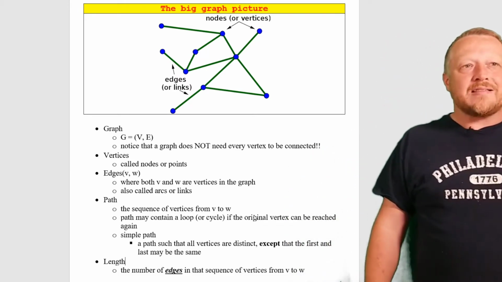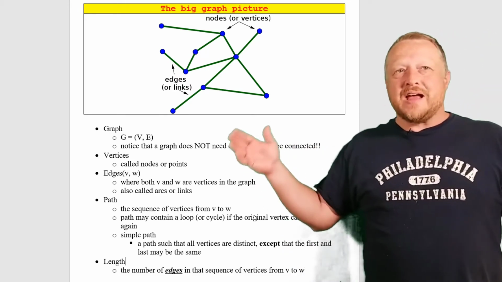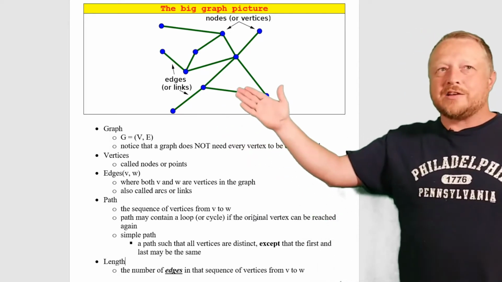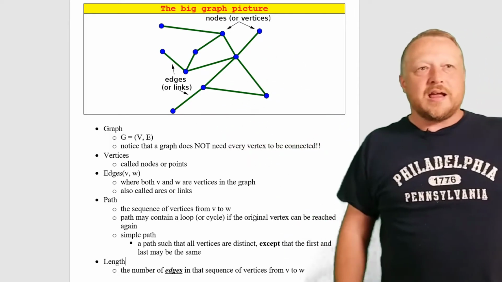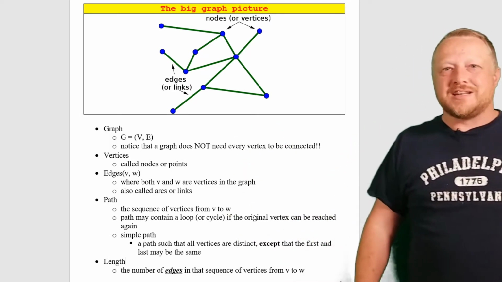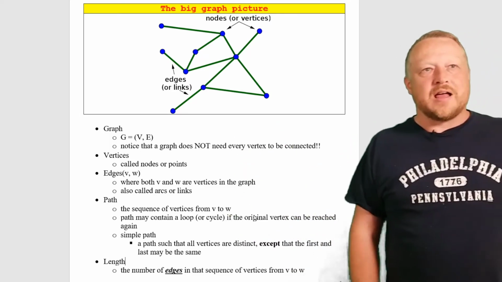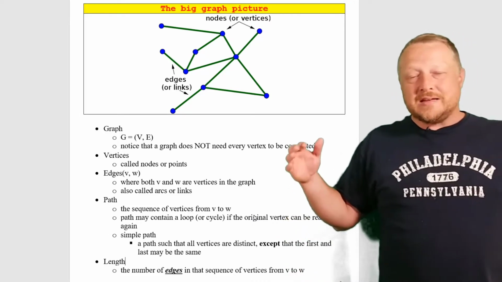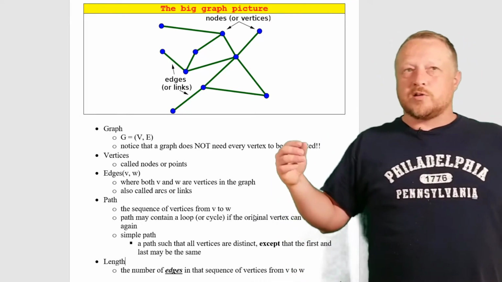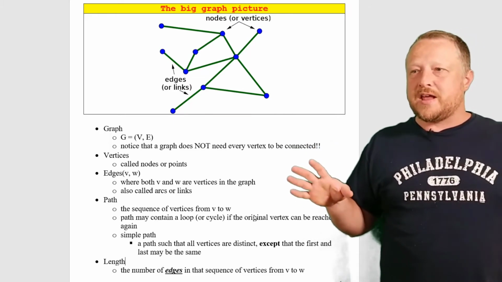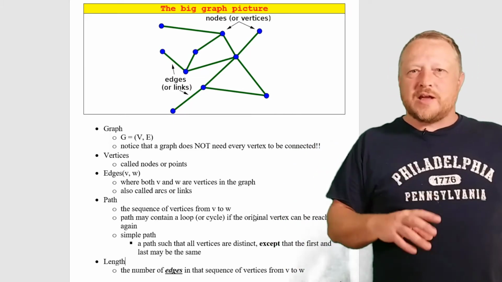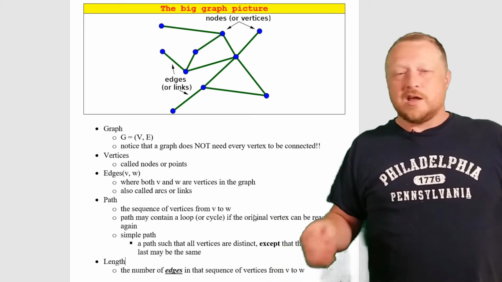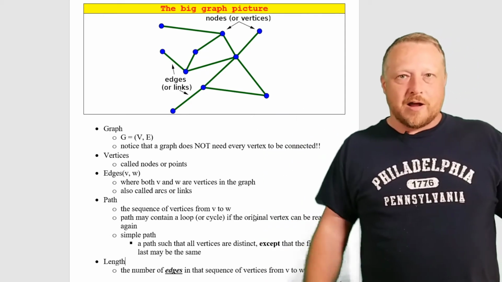Next is path. Path is a sequence of edges to get from one spot to another. And then the length is how many edges it took to get to that location. Now we have to watch that our path may contain a loop or a cycle or something of that nature. We have to be very careful about that. And we have some checks that we'll do later on using disjoint sets to make sure we don't keep looping around and around and around.